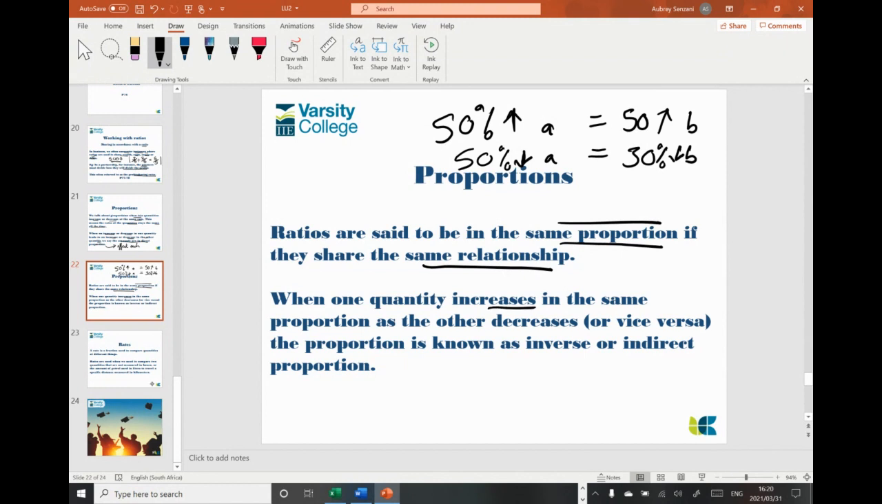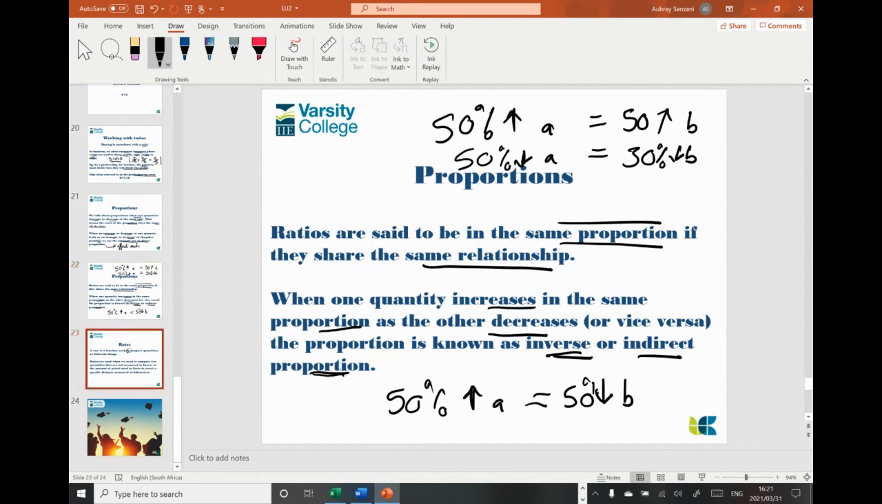When one quantity increases in the same proportion as the other decreases, or vice versa, the proportion is known as inverse or indirect proportion. So what they're saying is if you have a 50% increase in A, but then you get a 50% decrease in B, that is an inverse or indirect proportion, or relationship. An increase in A causes a decrease in B, basically.